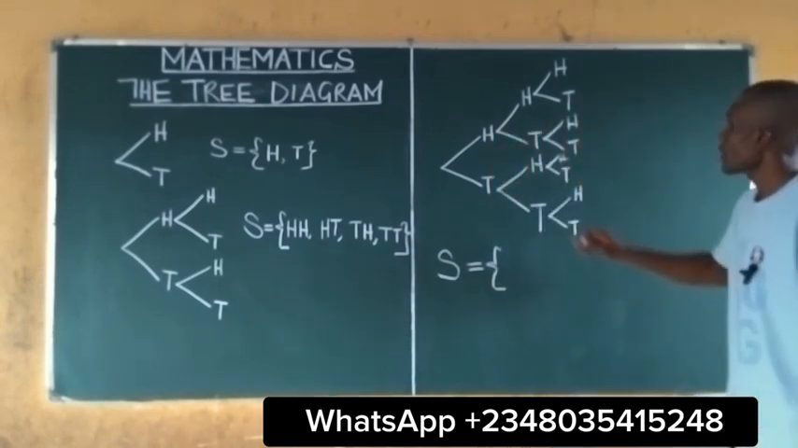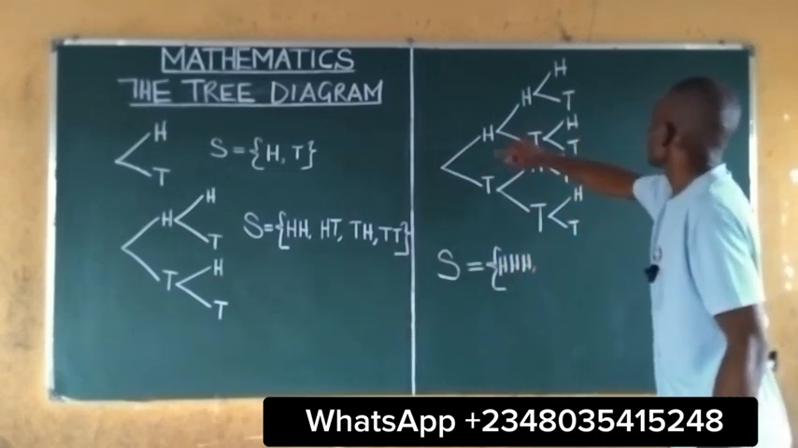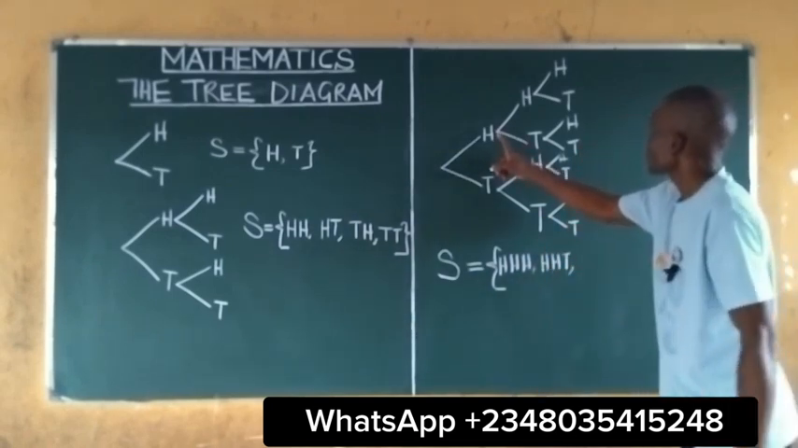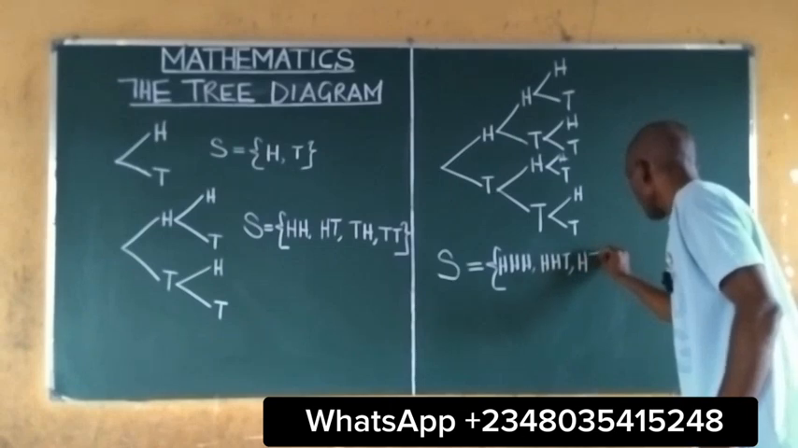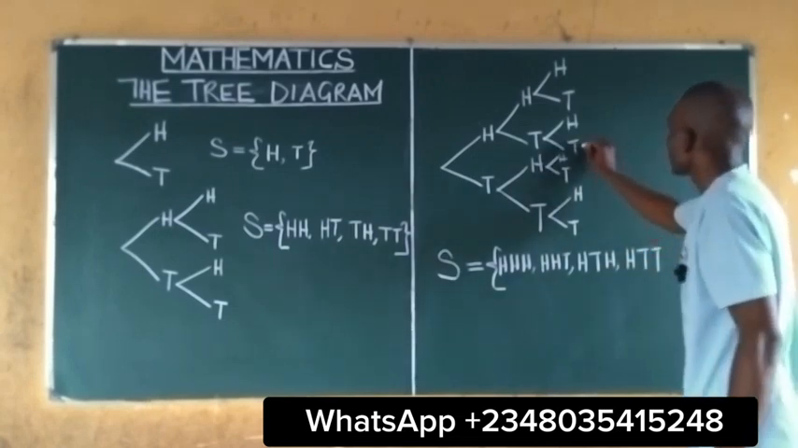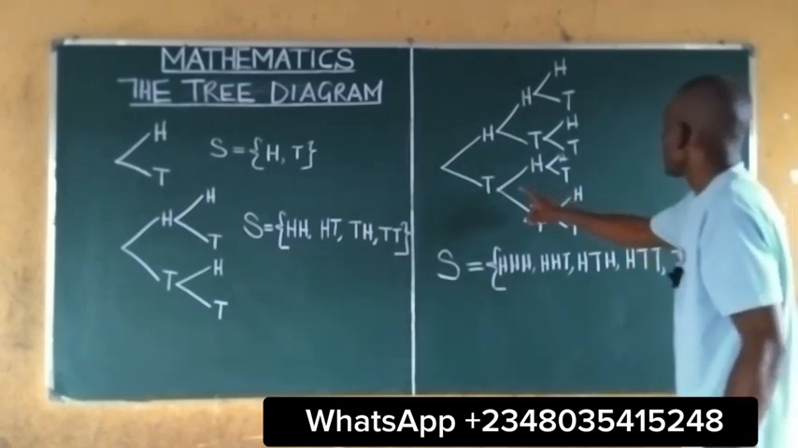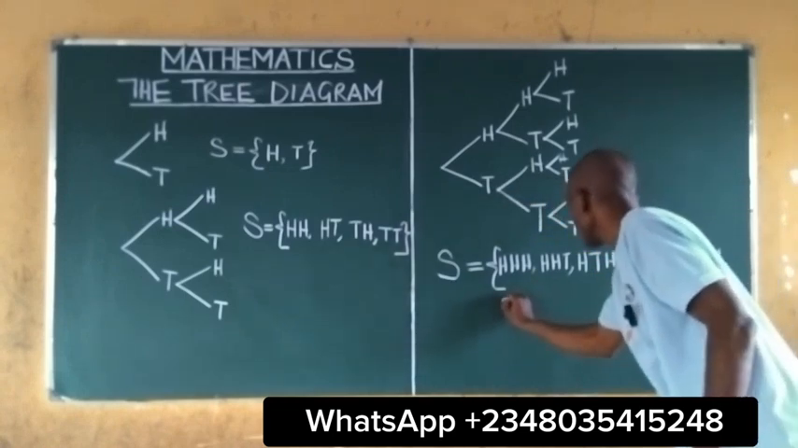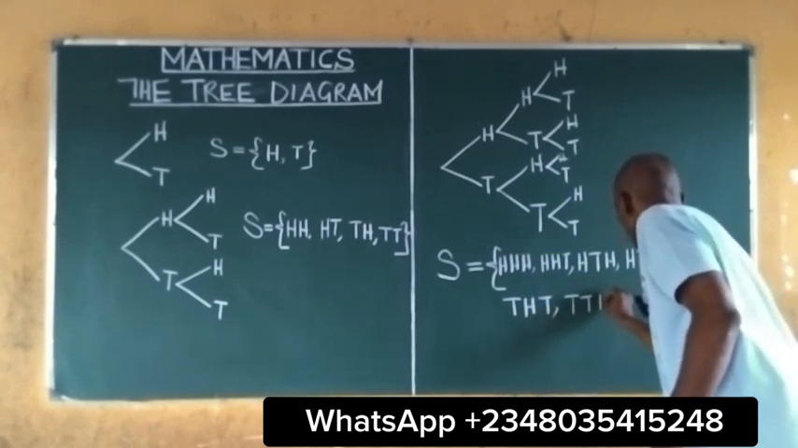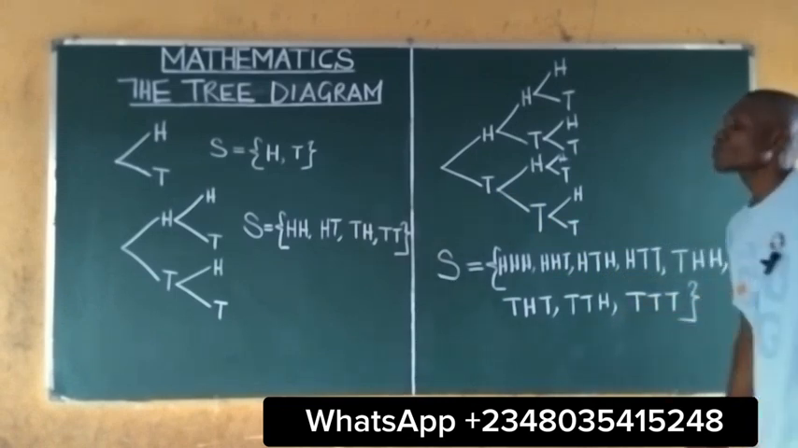So the sample space, if you toss three coins, you get something like this. It's either you get head-head-head, head-head-tail, head-tail-head, head-tail-tail, tail-head-head, tail-head-tail, tail-tail-head, or tail-tail-tail. So these are the possible outcomes you can get.